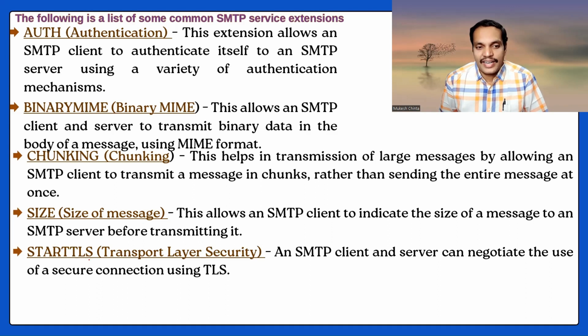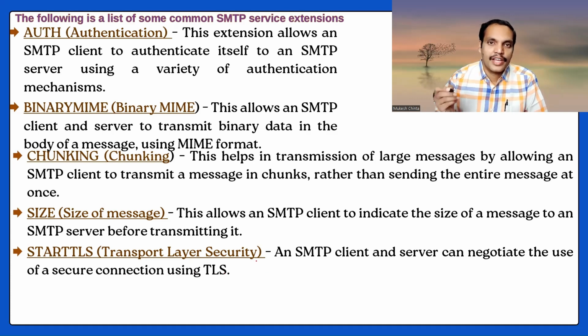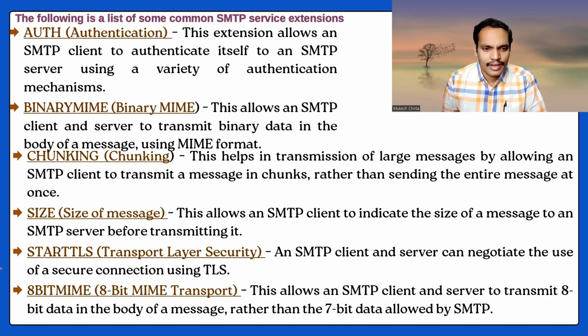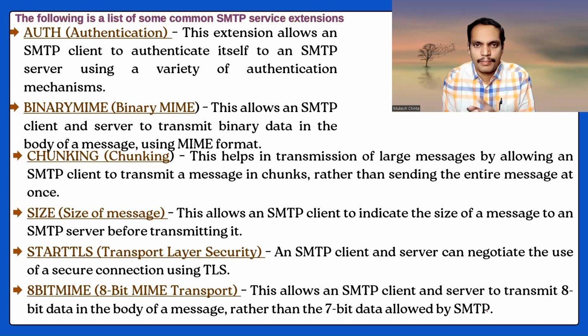Next comes STARTTLS, or transport layer security. This is very important in the case of encryption. An SMTP client and server can negotiate the use of a secure connection using TLS. Once during the connection establishment phase, they can negotiate the TLS parameters, what could be used and how it could be encrypted. The last one is 8BITMIME, or the 8-bit MIME transport, which allows an SMTP client and server to transmit 8-bit data in the body of the message rather than the regular 7-bit data allowed by SMTP. Of course, these are only a few of the SMTP service extensions.